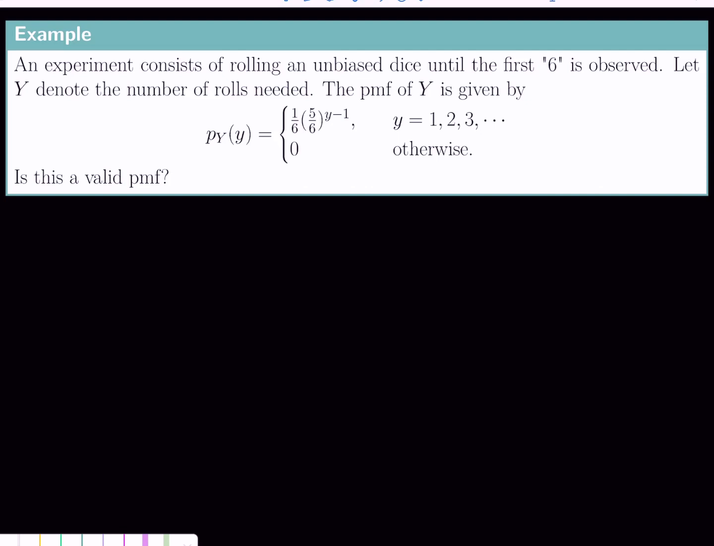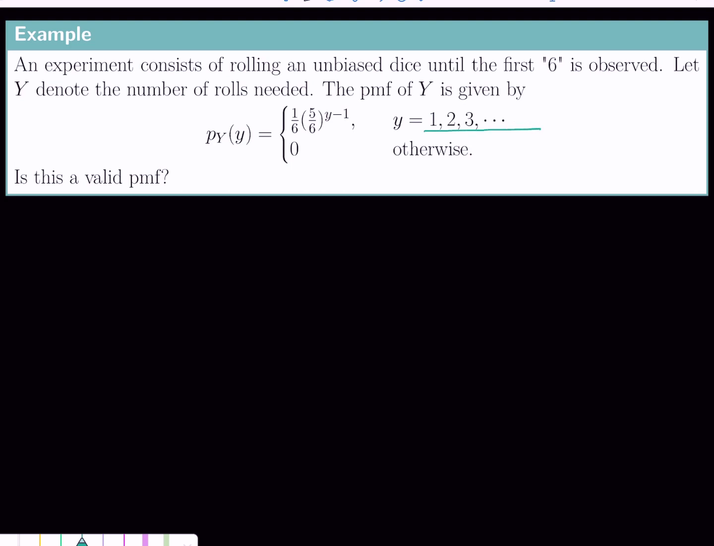An experiment consists of rolling an unbiased die until the first 6 is observed. Let y denote the number of rolls needed. The PMF of y is given. So y is defined for y equal 1 to infinity here, right?